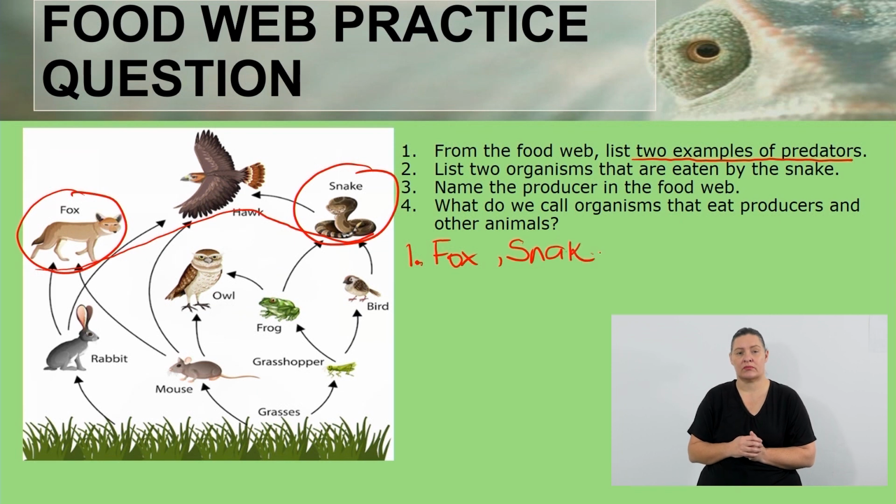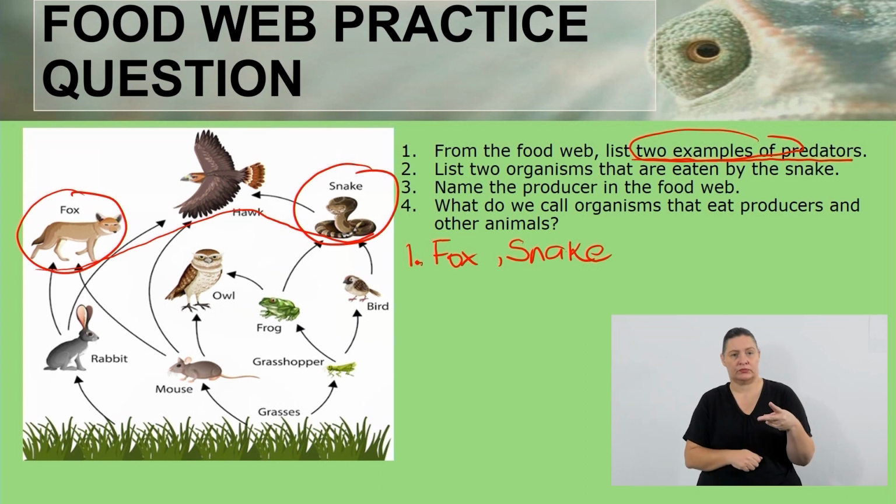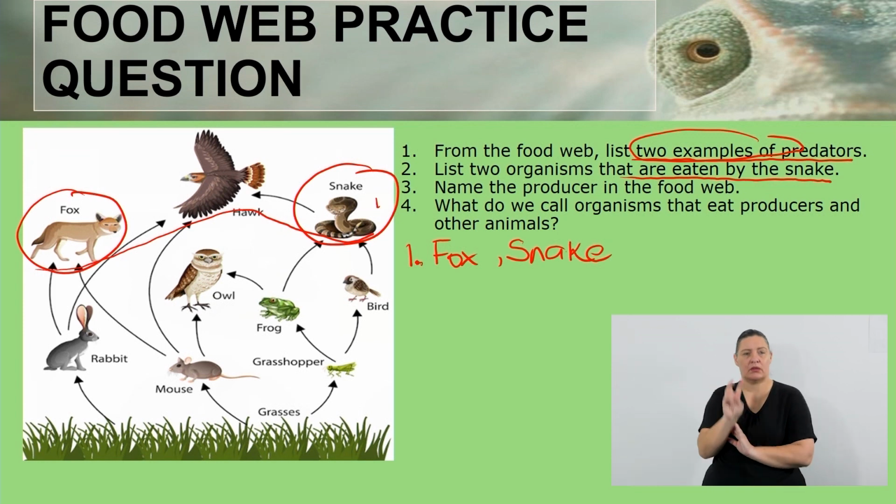Snake. So we have 2 examples of predators. Now let's move on to number 2. Number 2 says list 2 organisms that are eaten by the snake. So now we are going to go to the snake and look at 2 examples of organisms that are eaten by the snake. Now the first one is the bird.